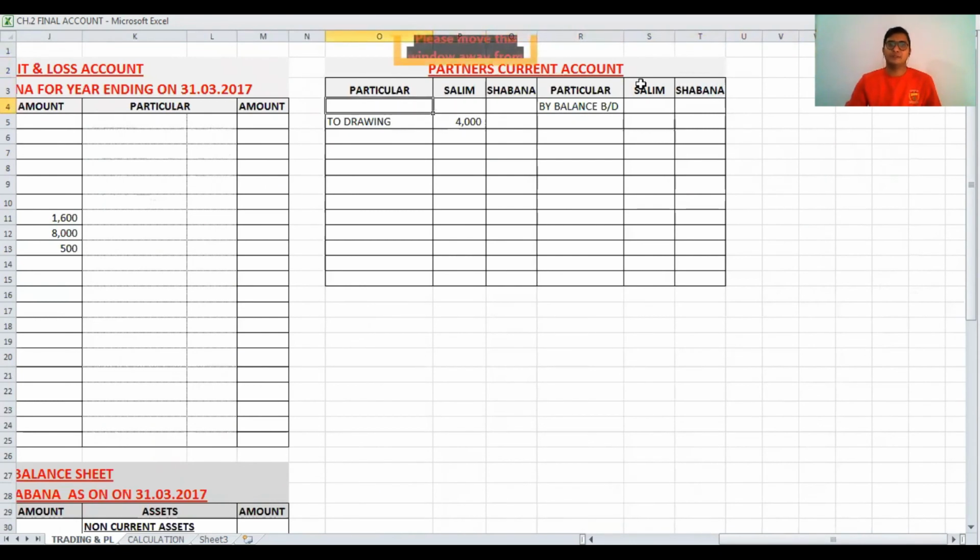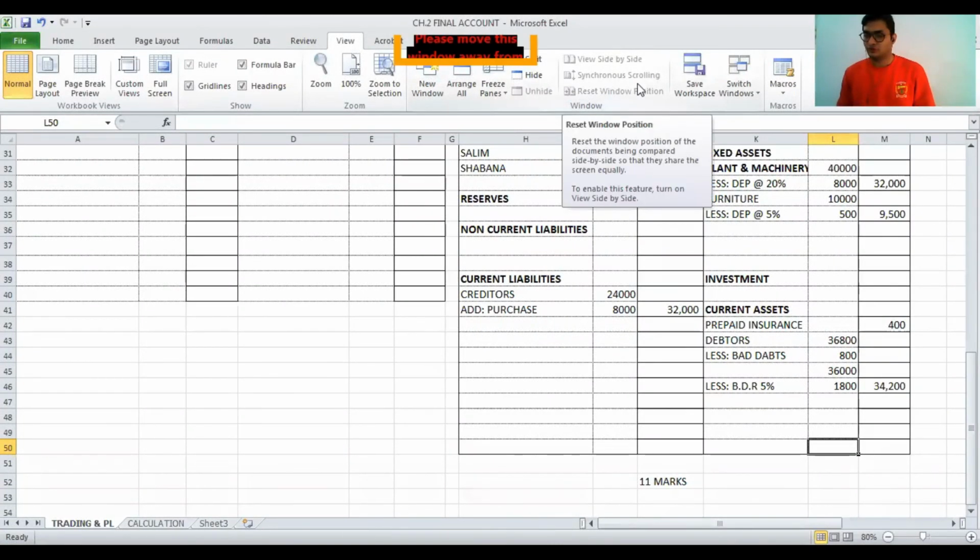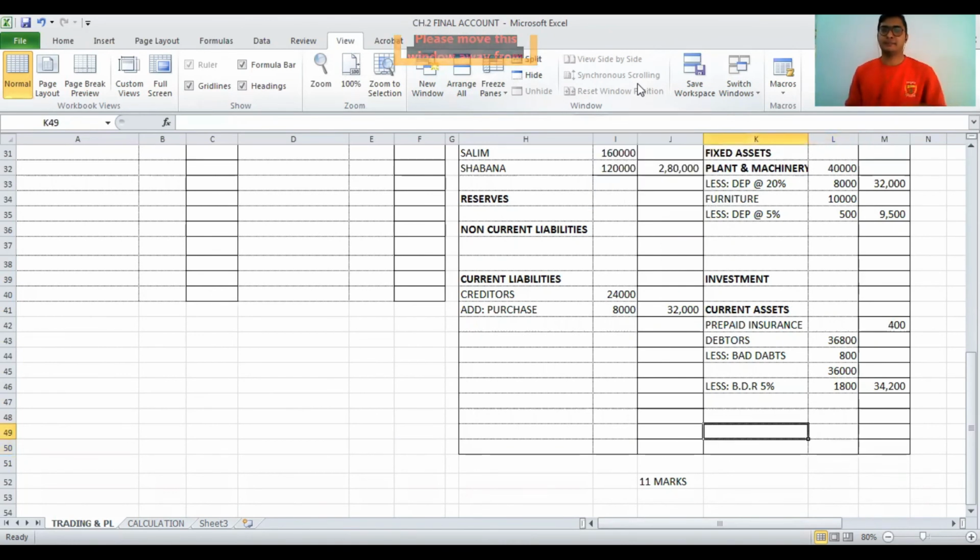Then after in current account, debit and credit both balance are given. If credit side given, we have to write by balance brought down. In debit side, we have to write to balance brought down. Now, for Salim, there is a 10,000 debit balance, and for Shabana, there is a credit balance for 40,000. Okay. For Salim, debit balance 10,000, and for Shabana, credit balance 40,000.